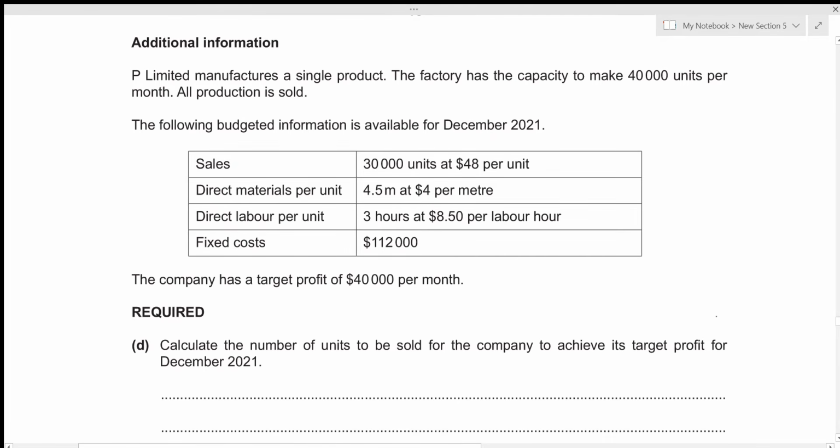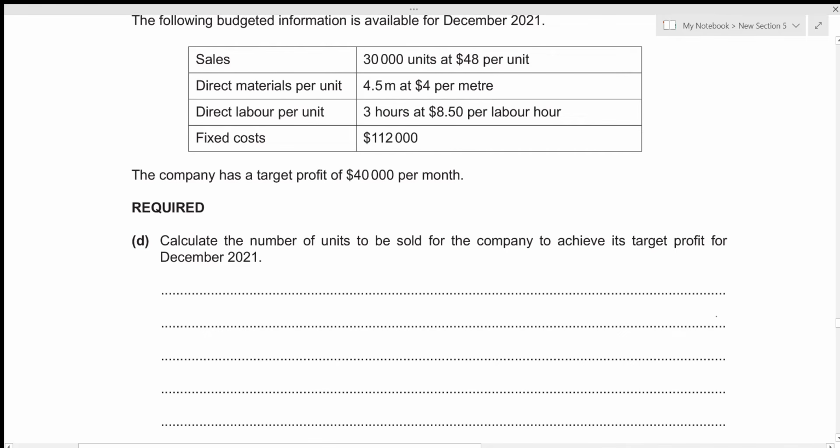So we're given additional information relating to the manufacturing process of P Limited. The factory has the capacity to make 40,000 units per month, and we're given the information regarding sales, direct costs, fixed cost, and the company has a target profit of 40,000 per month. So we need to calculate the number of units to be sold for the company to achieve its target profit for December 2021. In order to figure this out, firstly, we will be calculating the contribution per unit.